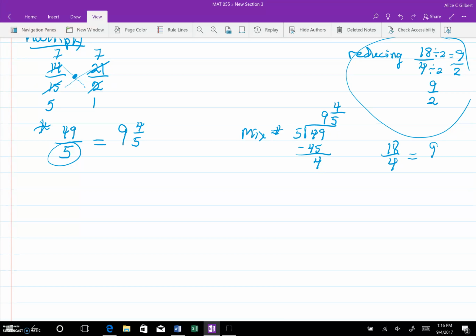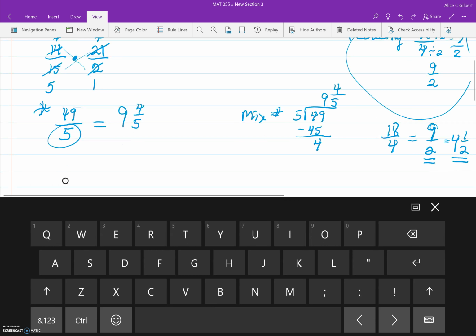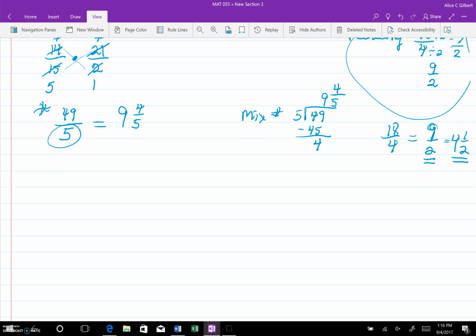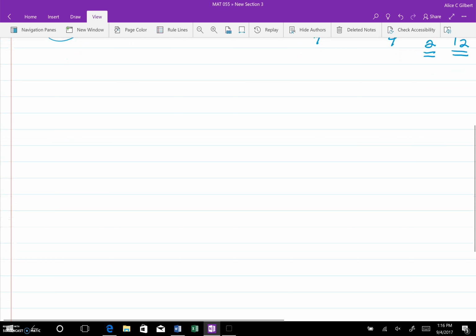I can reduce that to 9/2, or I can turn it into a mixed number of 4 and 1/2. That's a mixed number. This is just reduced. Turning it into a mixed number is not reducing it. So whatever you have always needs to be reduced, but leave it in improper fraction form, unless it's a word problem, and we can talk about that later.